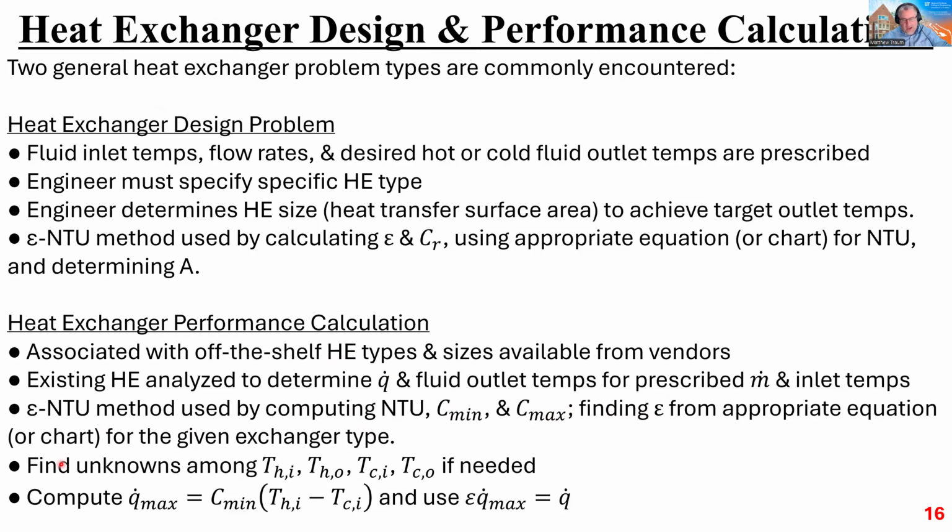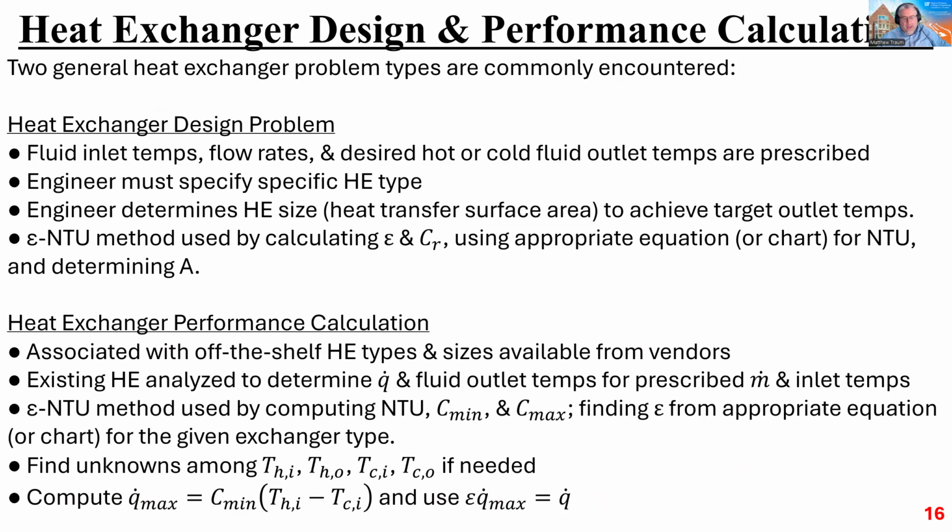Along the way, you can also find the unknowns if you need them. So you can find the Q dot from this step, and once you have the Q dot, you can find high temperature inlet, high temperature outlet, cold temperature inlet, cold temperature outlet, whatever's not given as needed. And then from Q dot max and the effectiveness, you can find Q dot, which is what you're actually going for, to find whether something that you select off the shelf will actually have enough heat transfer capacity to reject the heat that you're trying to get rid of by selecting a particular type of heat exchanger.